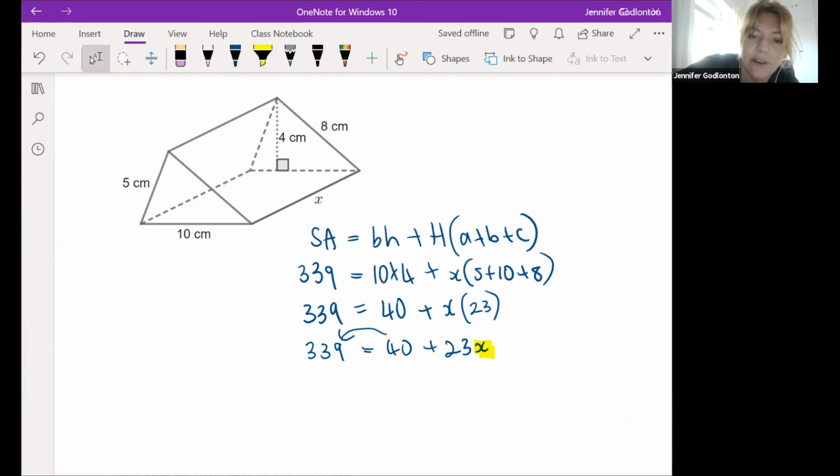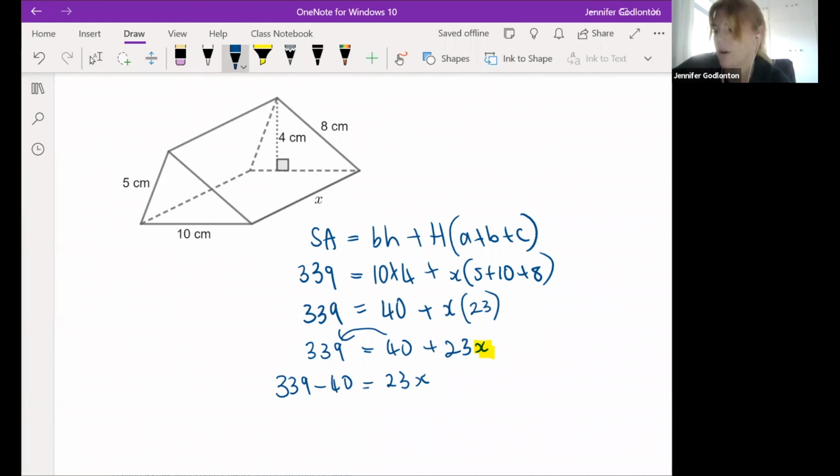Okay, so you're going to move that 40 over. So what do I get when I say 339 minus 40? What answer do I get? 299, ma'am. Okay. How do I get that x to be alone now? You have to divide it by 23. Beautiful.